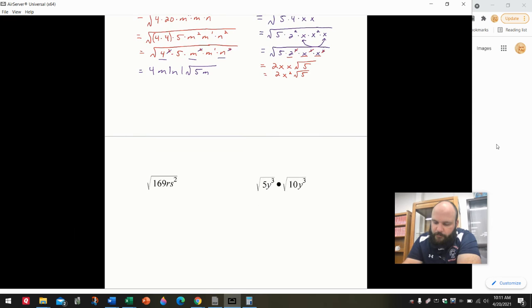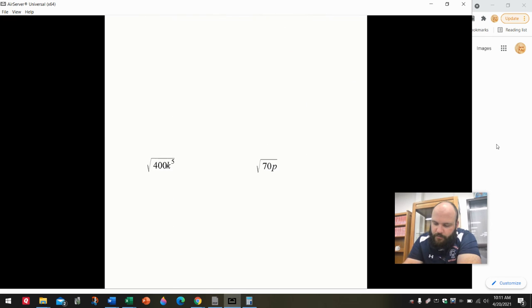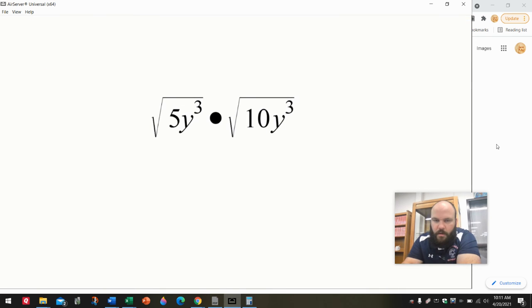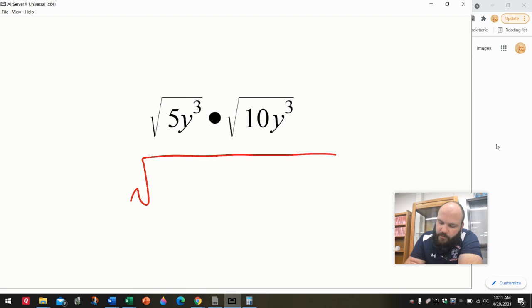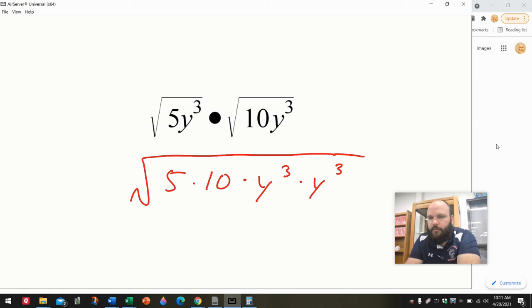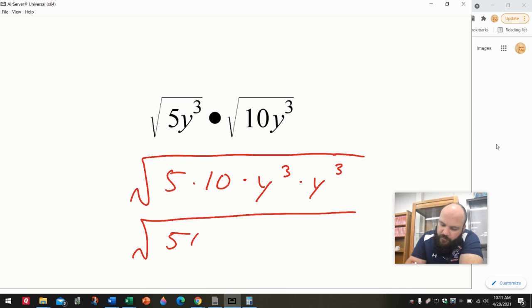Now I'll show you two more here. Let's do this one. So we have the square root of 5y to the third times the square root of 10y to the third. So the first thing we will do is rewrite this as one giant square root, 5 times 10 times y to the third times y to the third. Now if we just combine those, here's another way you can do this. We'll combine these. This becomes 50y to the sixth.